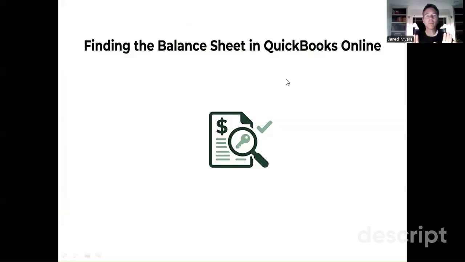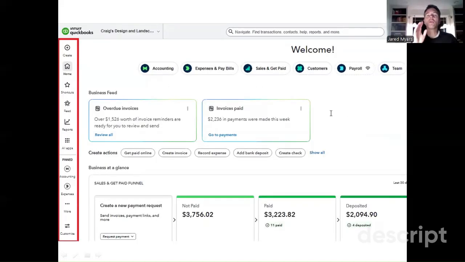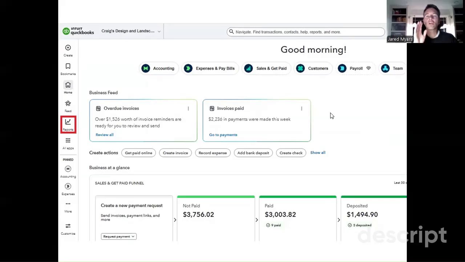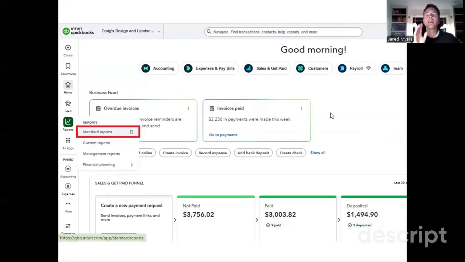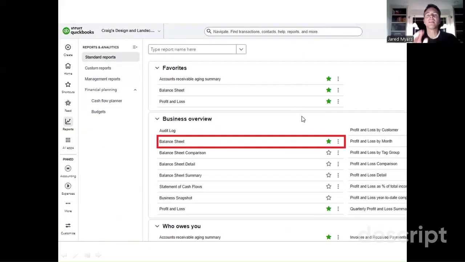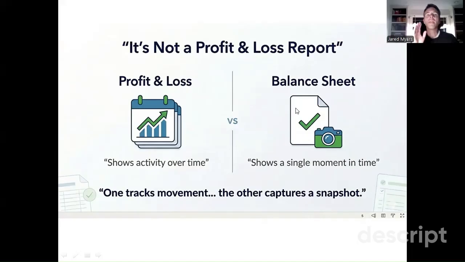So we'll start simple. Here's how you find it. You go to the left navigation bar, let your cursor hover over Reports, click on Standard Reports, then scroll until you see Balance Sheet. Boom, that's it. Now, here's where people get confused. They expect it to behave like a profit and loss report, but it's not. It's not showing activity over time. It's showing a single frozen moment in time, like taking a photo of your business finances. And that distinction matters more than you think.